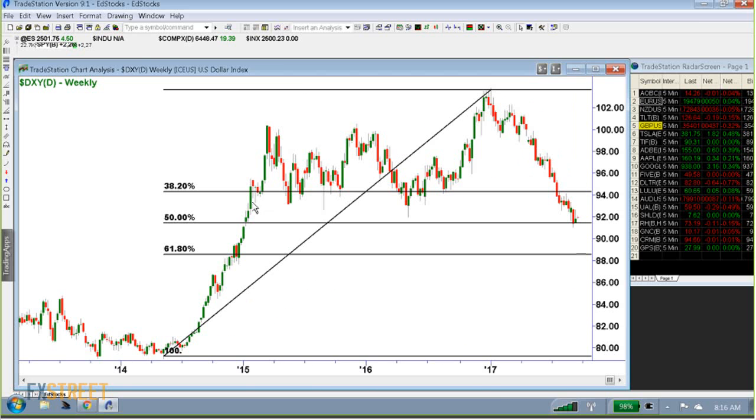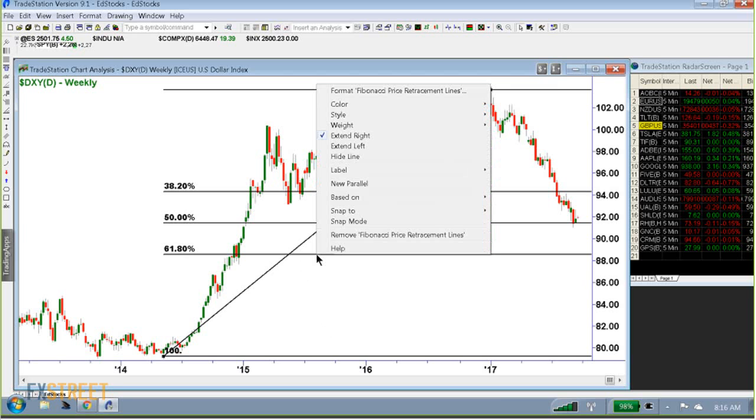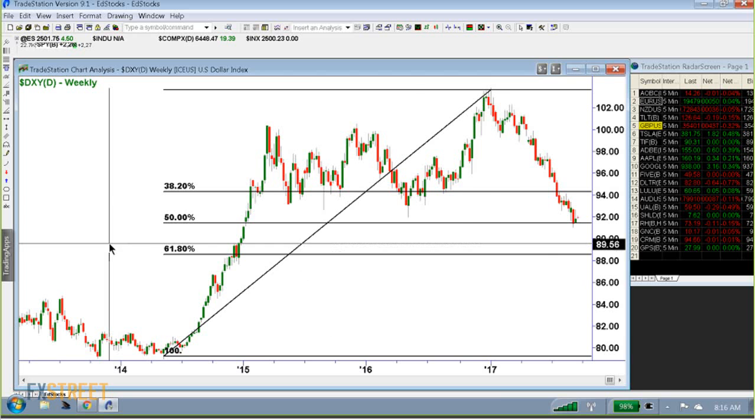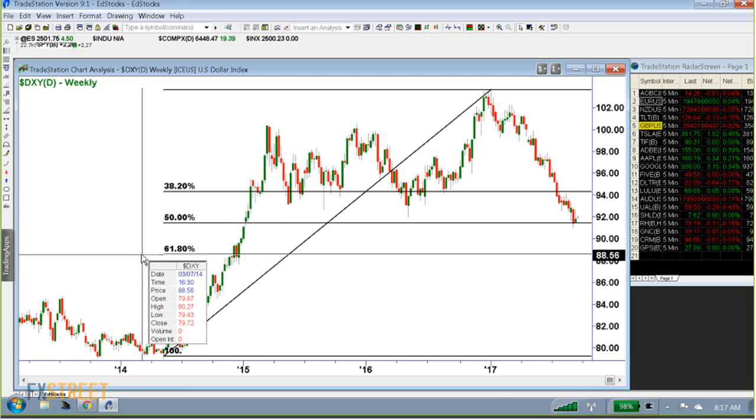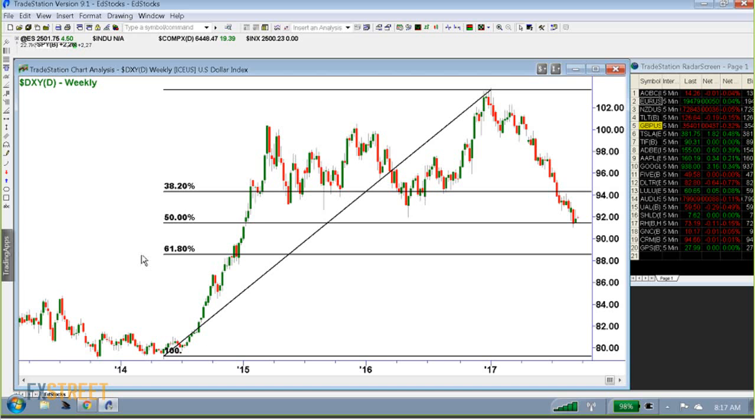61.8% of that retracement would put it right about where? Right about 88.50. Well, right about 88.56. All right. Carlos is looking for 88.50 to 89. That 61.80 is right about there. I show 88.60, so it's very, very close to what Carlos is looking at. So I think Carlos could be onto something there.